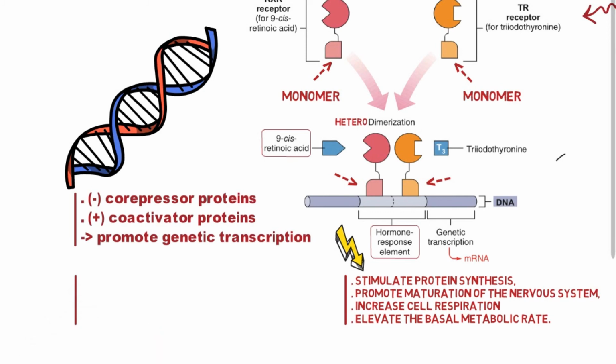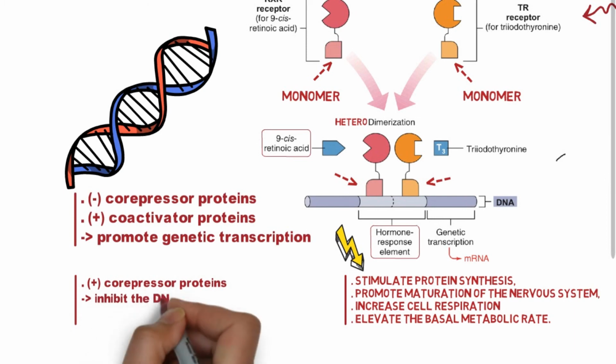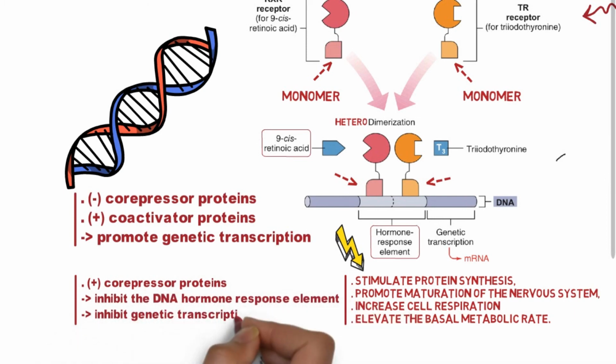Without thyroid hormone, thyroid receptors would recruit co-repressor proteins to inhibit the DNA hormone response element, so the nuclear receptor proteins for thyroid hormone cannot stimulate genetic transcription until they bind to their ligands. That's it for the topic.